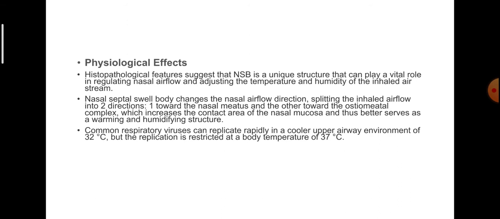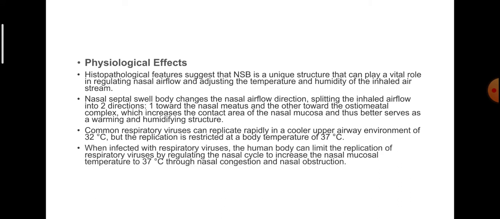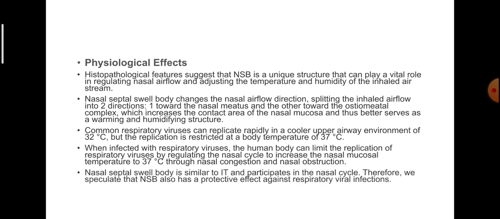Common respiratory viruses can replicate rapidly in a cooler upper airway environment of 32 degrees, but the replication is restricted at a body temperature of 37 degrees. When infected with respiratory viruses, the human body can limit the replication of respiratory viruses by regulating the nasal cycle to increase the nasal mucous temperature to 37 degrees through nasal congestion and nasal obstruction. Nasal septal swell body is similar to the inferior turbinate and participates in the nasal cycle. Therefore, we speculate that the nasal septal swell body also has protective effect against respiratory viral infections.